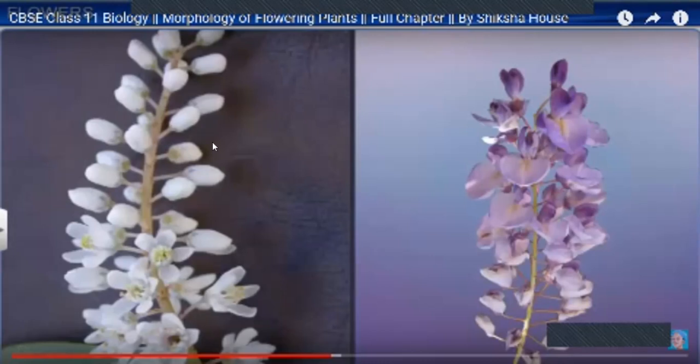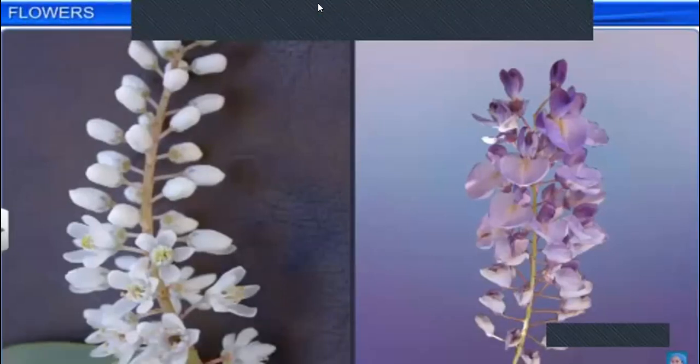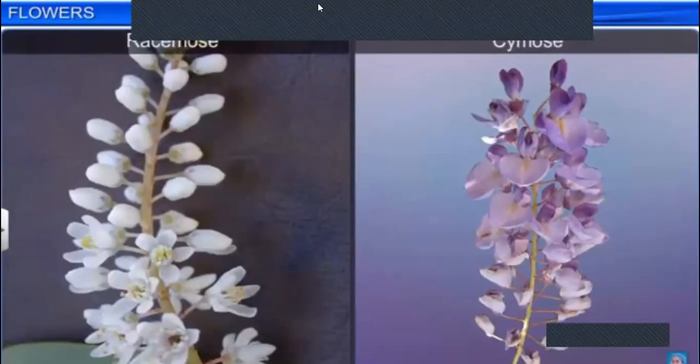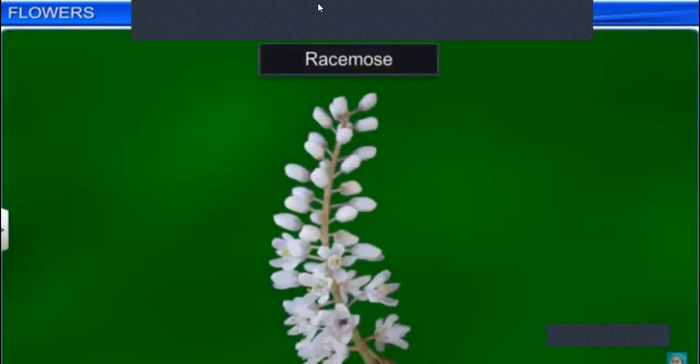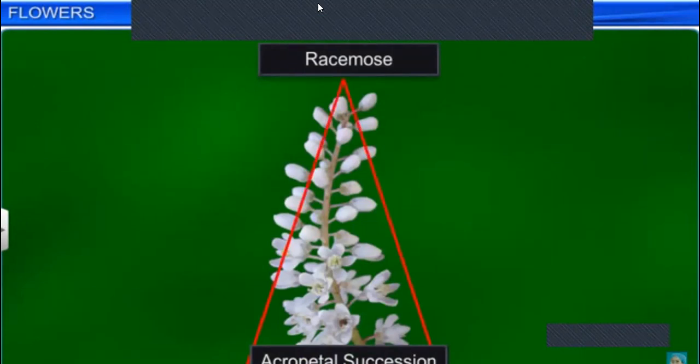Depending on whether the apex of the floral axis is converted into a flower or continues to grow, two major types of inflorescences are defined: racemose and cymose. In racemose inflorescence, the flowers appear laterally in acropetal succession, that is, from the base to the top of the main axis. Therefore, the main axis or stalk continues to grow at the tip.